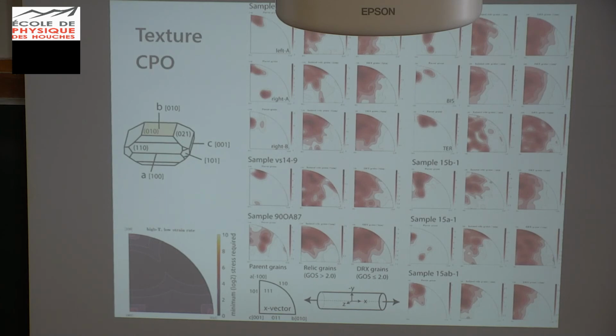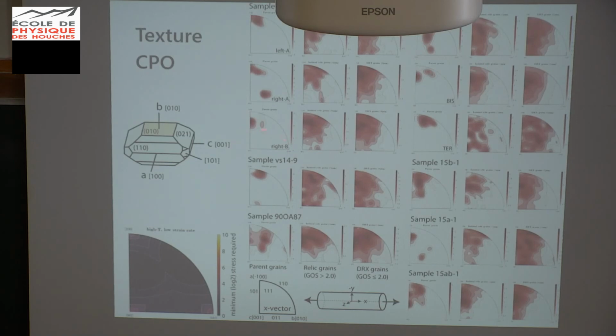I would like to highlight three features here. First is that the dynamic recrystallization diffuses the CPO, the original CPO, the original parent grains. The second is that systematically there appears a maximum around the 010 direction.